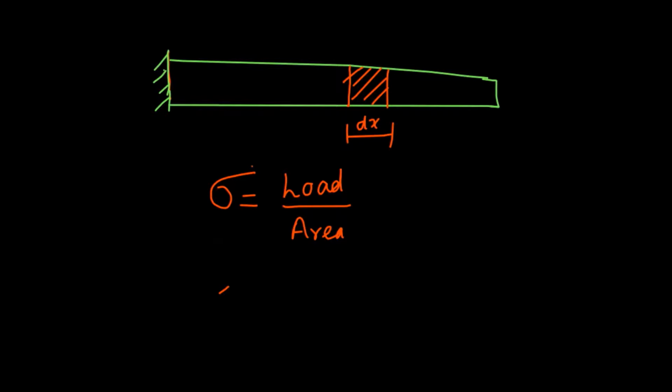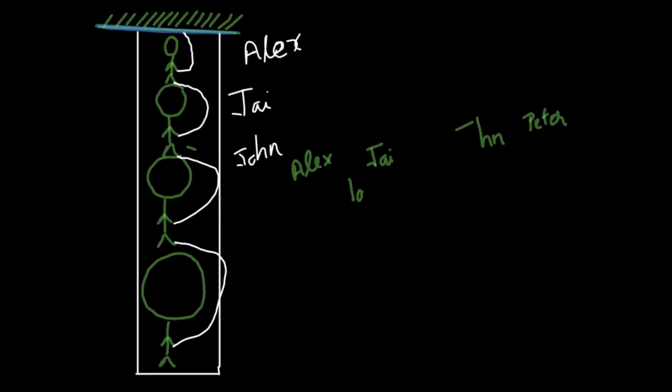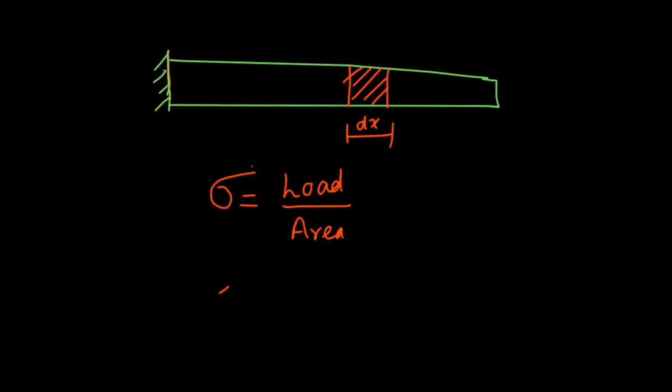Now, why would I say that? Because if you take the physical scenario that we have considered here, if this is the small red portion that we have considered, the total load that is acting on J is his own self weight plus the load of John plus the load of Peter. So the total load that is acting on J will be his own self weight plus the weight of John plus the weight of Peter.